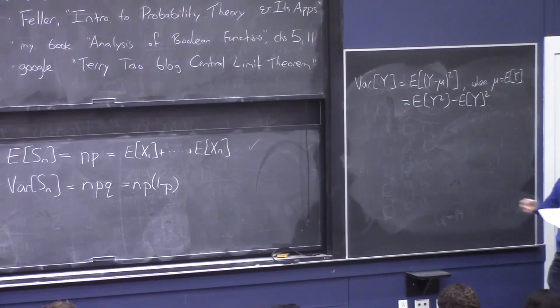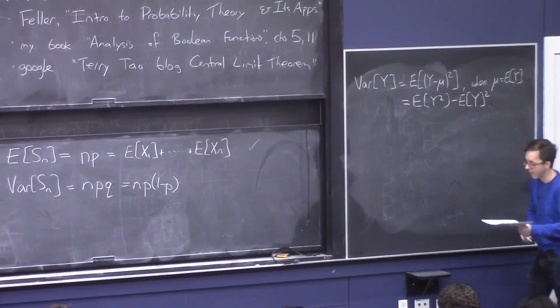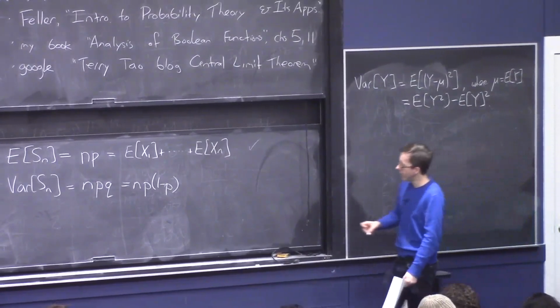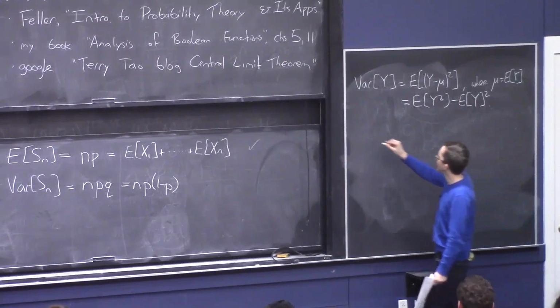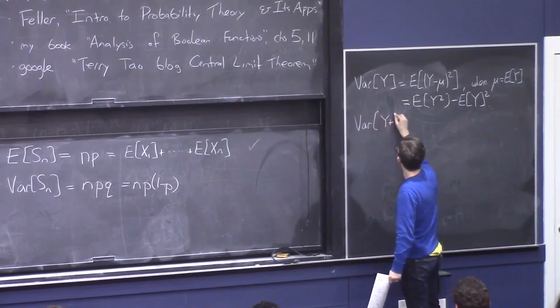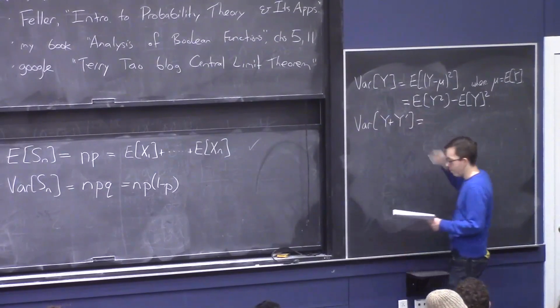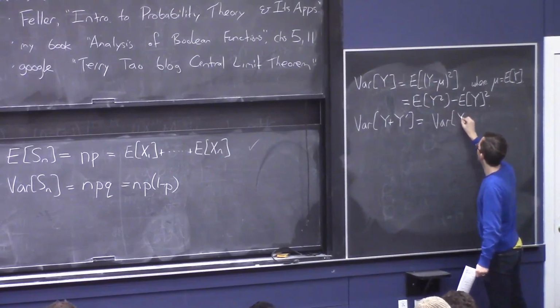Good, so it's a measure of how much the random variable fluctuates, and let's recall some basic facts about it. One important basic fact, which is the main fact you need to do this calculation, is that variance is also additive. But for this, you need the assumption that the random variables are independent.